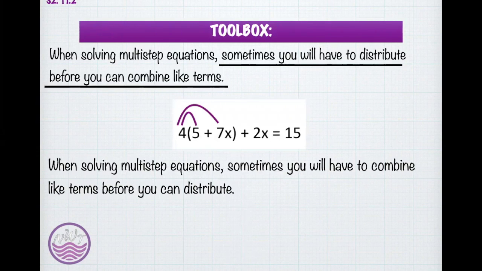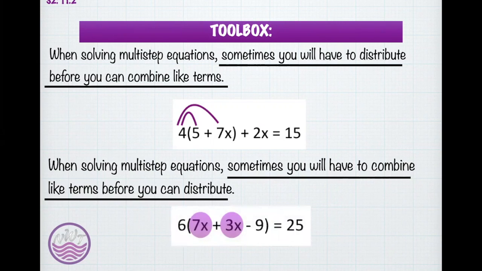It could also go the other way. Sometimes when solving multi-step equations, you will have to combine like terms before you can distribute. So that might look this way. Instead of distributing that 6 first, which you cannot do, you must combine like terms inside the parentheses before you do anything. So I see that I have a 7x and a 3x that are like terms. So I'm going to combine those first before I distribute. So going from here, let's do some examples.